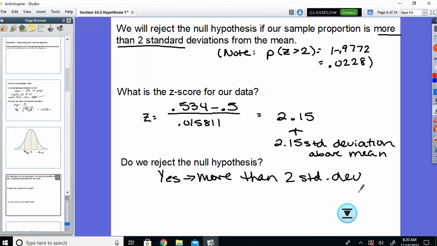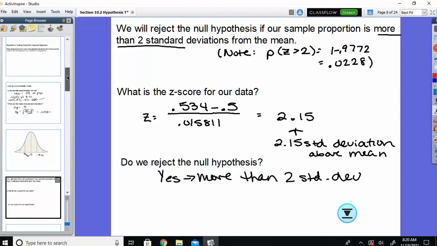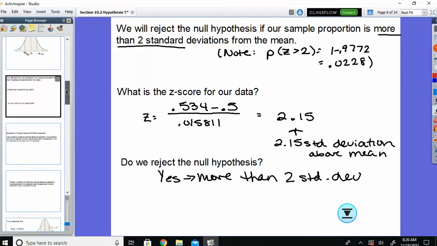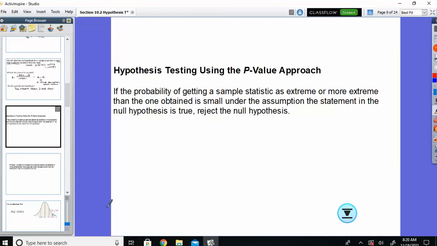So that's the classical approach. Essentially, you have to have some benchmark for how many standard deviations above the mean. You find your z, and if it's more than that, you reject. I prefer to use a second approach called the p-value approach because it aligns really, really well with everything we've been doing. So it's very similar, but instead of just looking at standard deviations, we'll just go ahead and find our probabilities and reject or fail to reject based off the probability itself.